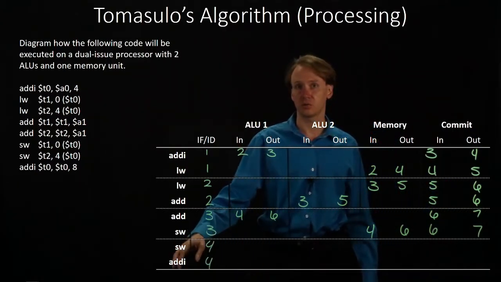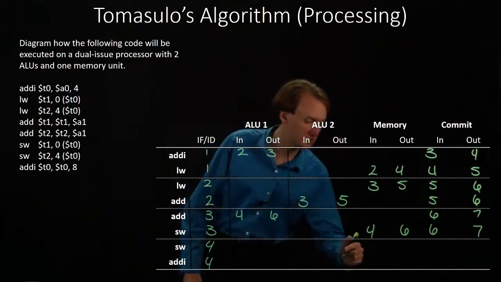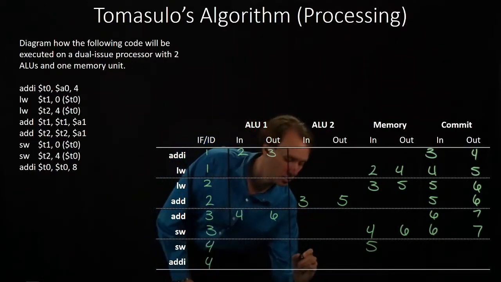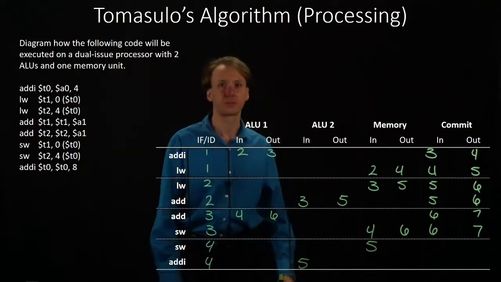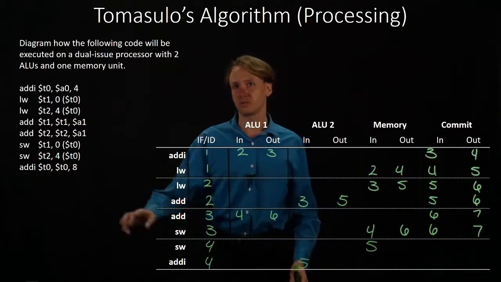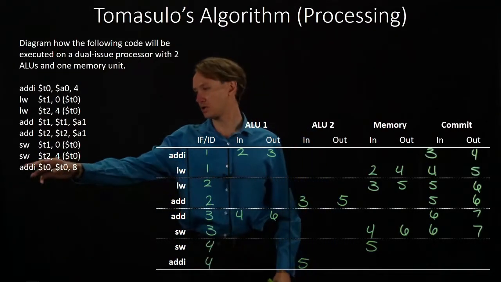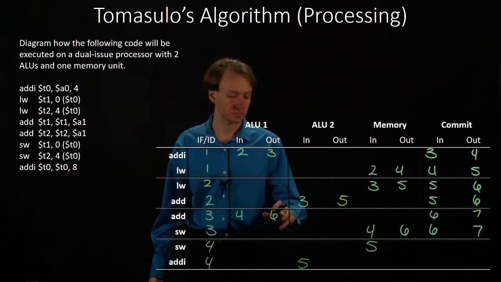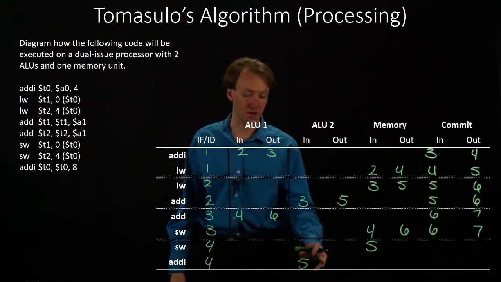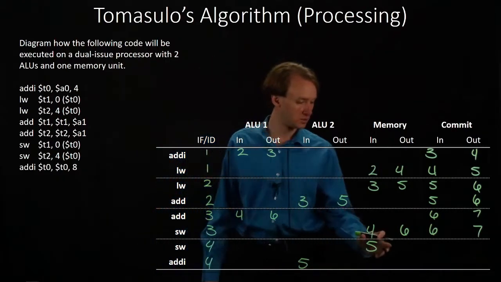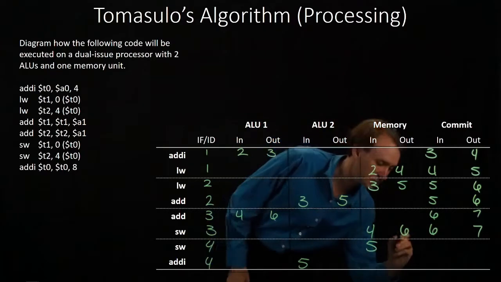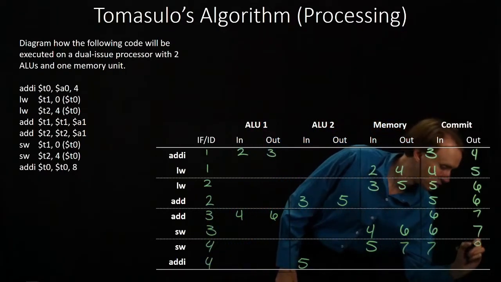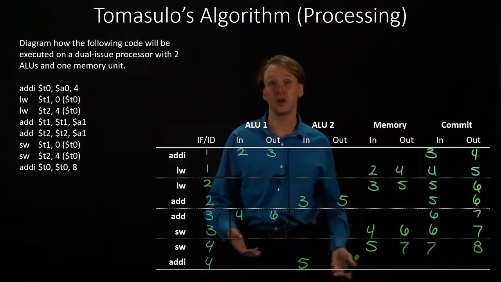Now I've got a store word and an add immediate, so I'll send the store word to the memory unit and the add immediate to ALU2. Our second store word depends on T0 again, as well as T2. T2 was calculated by our second add instruction, so that will be available to use after cycle 6, which means that we can do this computation in cycle 7. And then commit the results back in cycle 8.